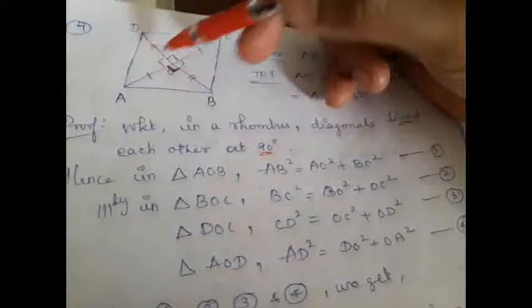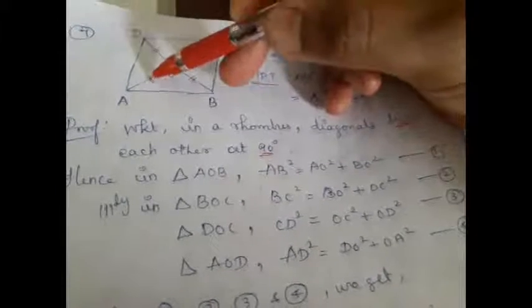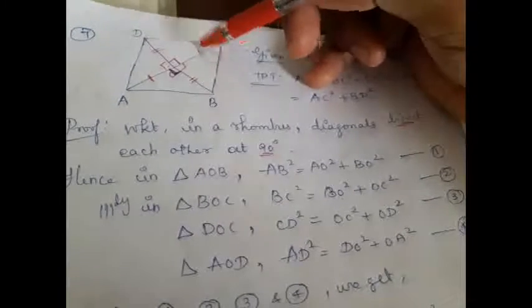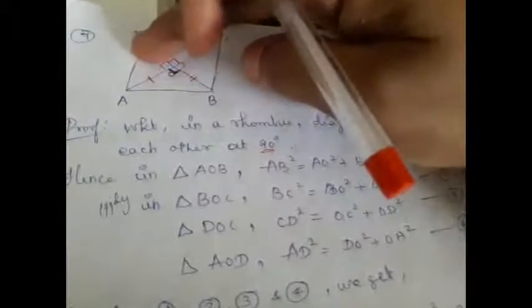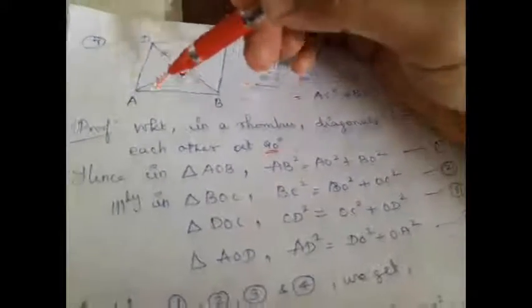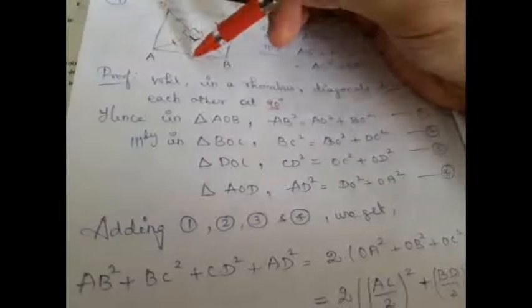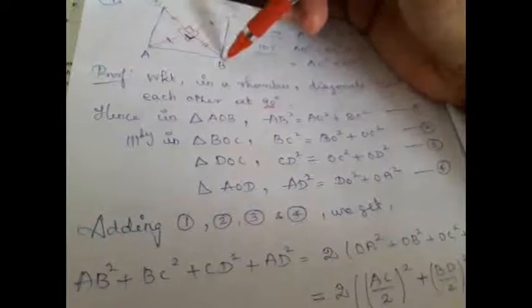So if we know it bisects at 90 degrees, therefore each angle will be 90 degrees. At the same time this part of the diagonal will be equal to this part because it bisects. Similarly this part will be equal to this part. Alright. Now consider every small triangle and we apply Pythagoras theorem because we know it bisects at 90 degrees. Therefore if you take triangle AOB, we know AB square, the side opposite to 90 degrees is your hypotenuse. So AB square equals AO square plus BO square.